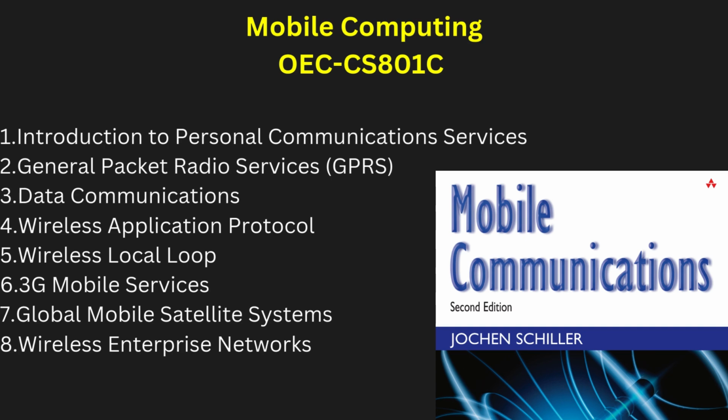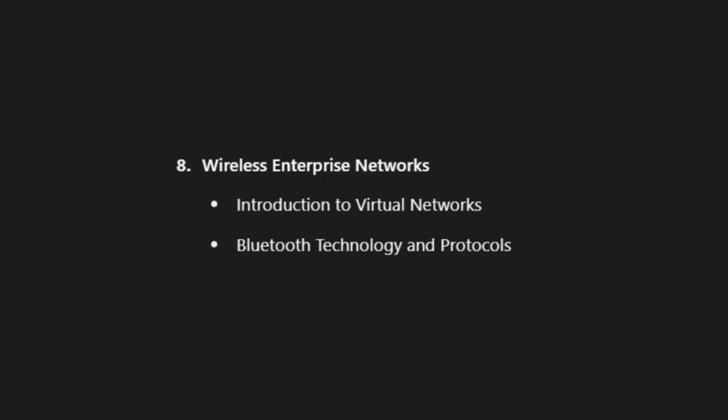In this chapter, we explore the wireless enterprise network, a key component in the modern business communication system. We will begin with an introduction to virtual networks, how they operate in wireless environments to ensure flexibility, scalability and secure connectivity. Then we will dive into Bluetooth technology and protocols, looking at how short range communication enables device interconnectivity and smart automation. These technologies are critical in enterprise setups where seamless communication between devices, people, and systems is essential. So let's get ready to wrap up our series with this exciting and highly practical topic.